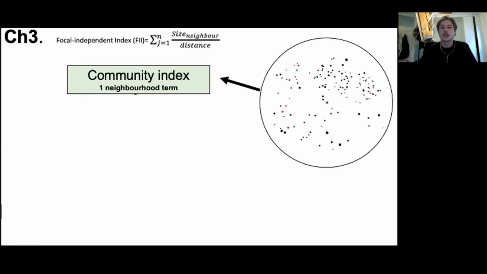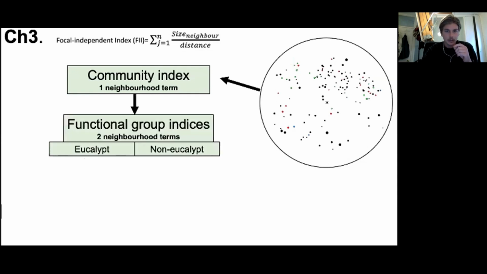First, we assumed that the effect of all neighbours was equal regardless of their species identity, which meant that we had one neighbourhood index term for the whole neighbourhood, and we called this the community index. Next, we calculated neighbourhood indices according to their functional group, so whether they were a eucalypt or a non-eucalypt, the non-eucalypt being Acacia dealbata and Pomaderris apetala. And this meant that we then had 2 different neighbourhood index terms.